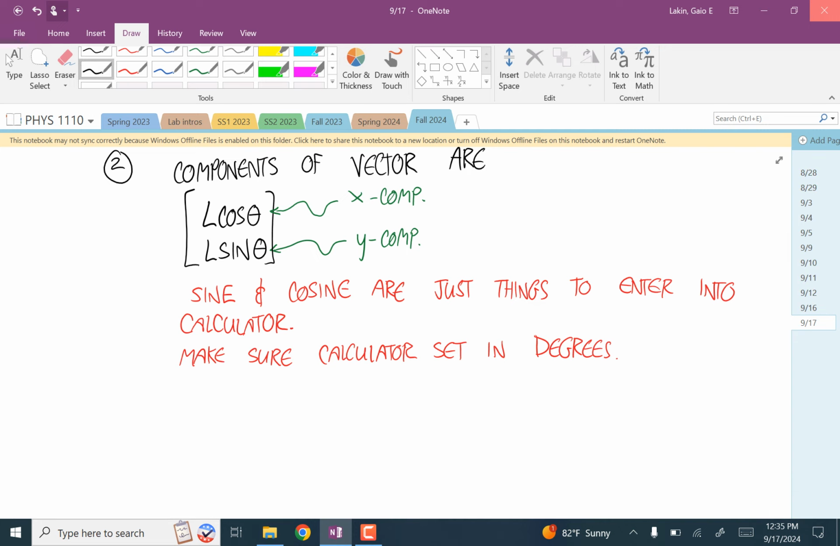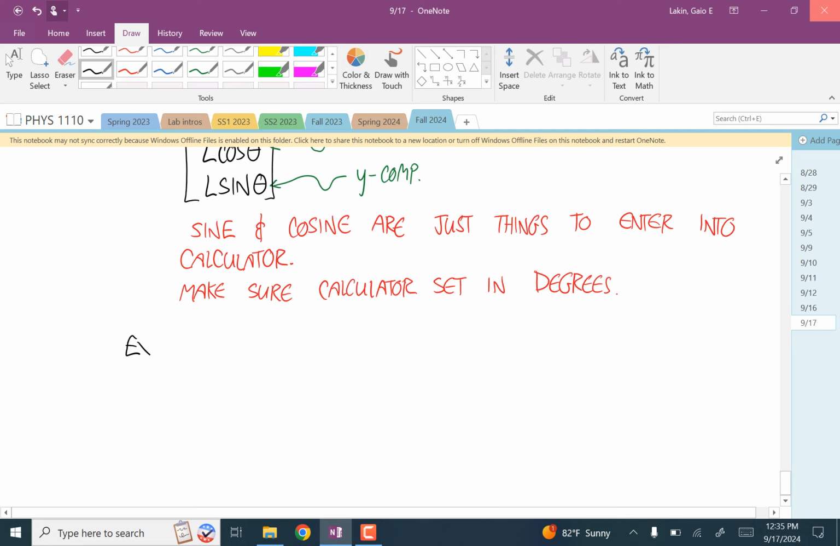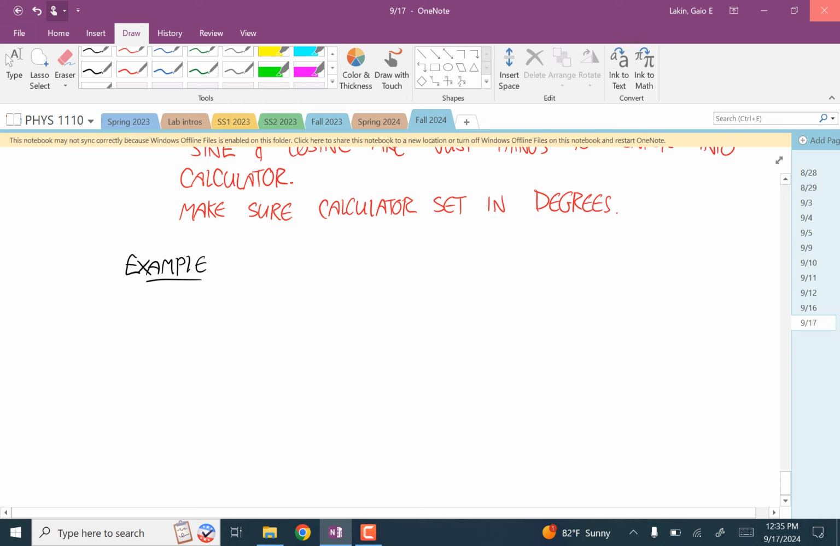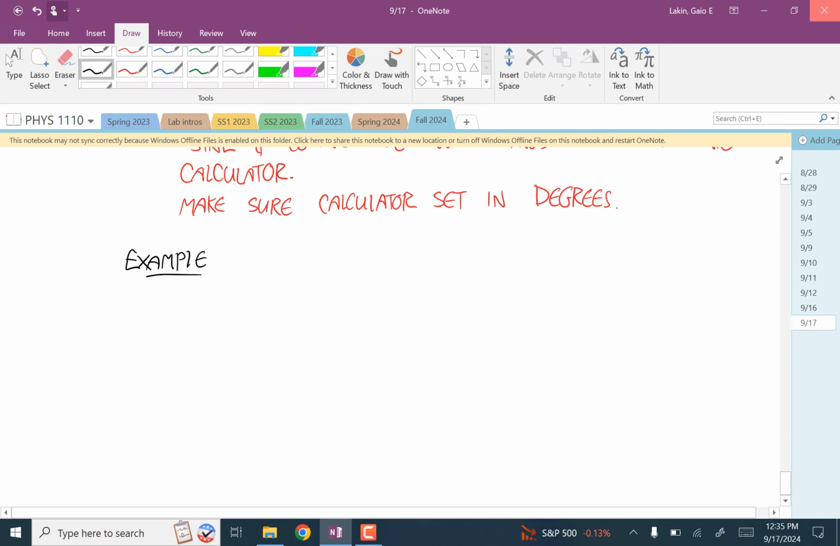Okay, let's do an example. I'm just going to use the example that I gave above. Say that we know our vector has a length of 10 and makes an angle of 20 degrees with this vertical line. Whenever we're trying to figure out vector components, we're going to put the tail of the vector at the origin.